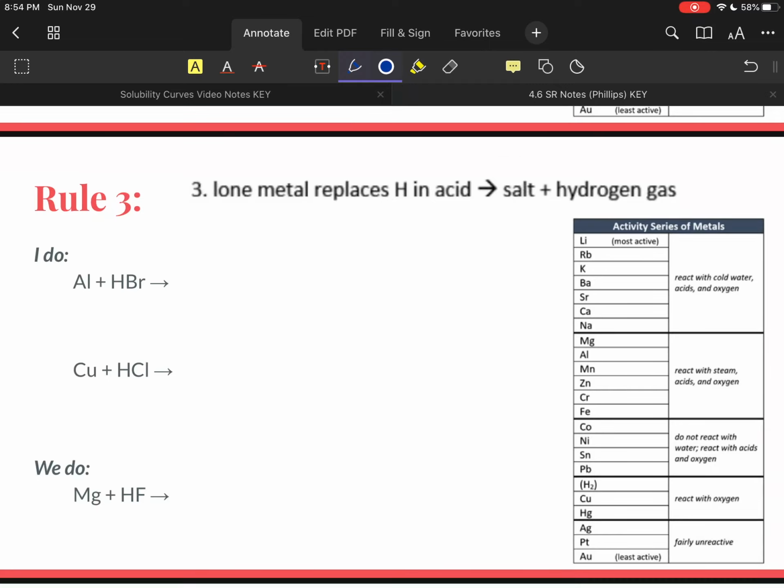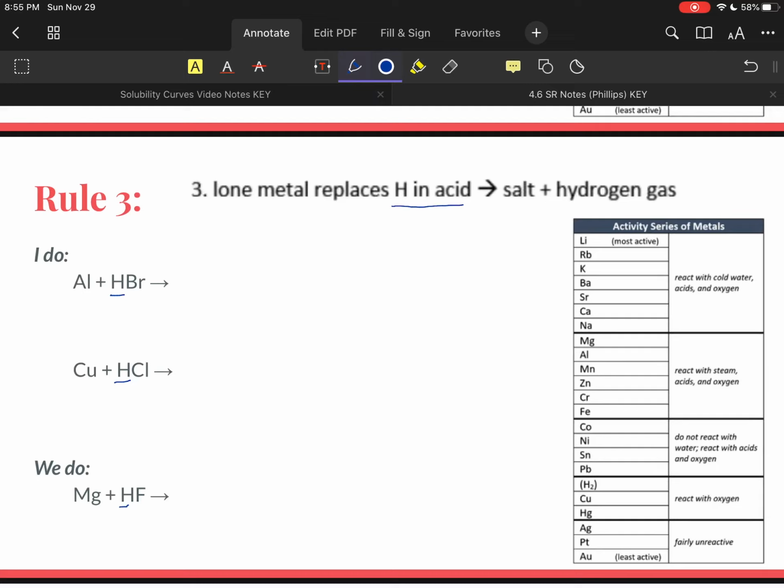Rule 3 is we're looking at, again, a metal, always metals. And this time, instead of reacting with water, it's going to react with the H in an acid. So an acid is just anything that starts with H. So here I have hydrobromic acid, hydrochloric acid, hydrofluoric acid. Notice they all start with an H and then they just have an ion. So it looks like a regular compound.